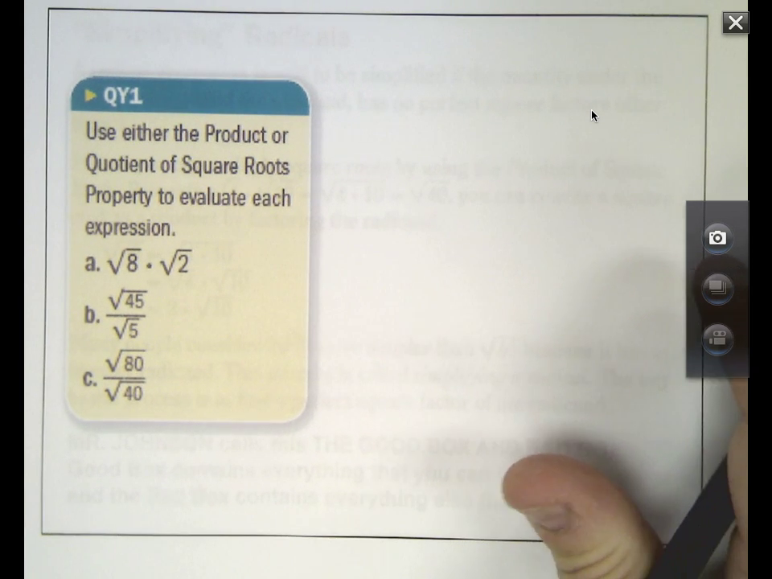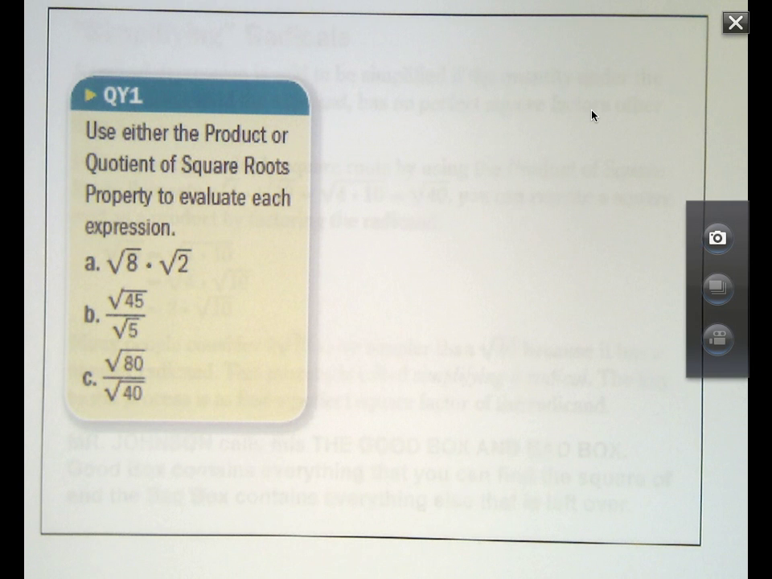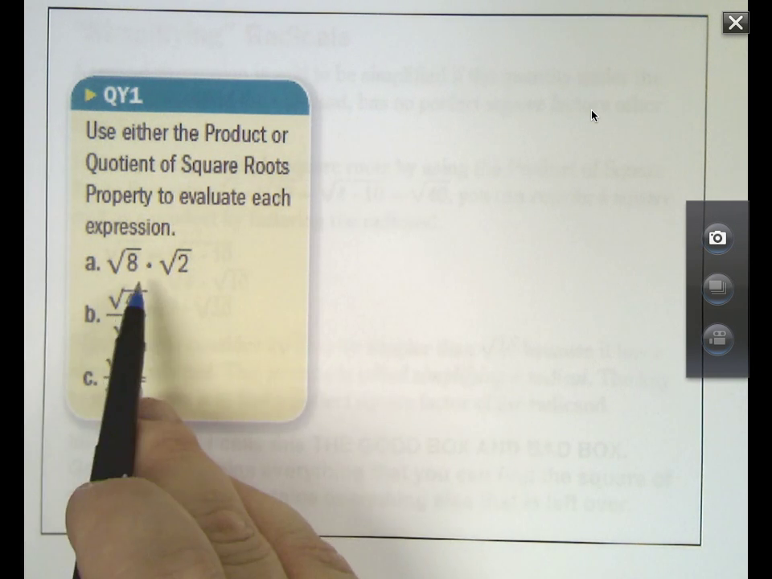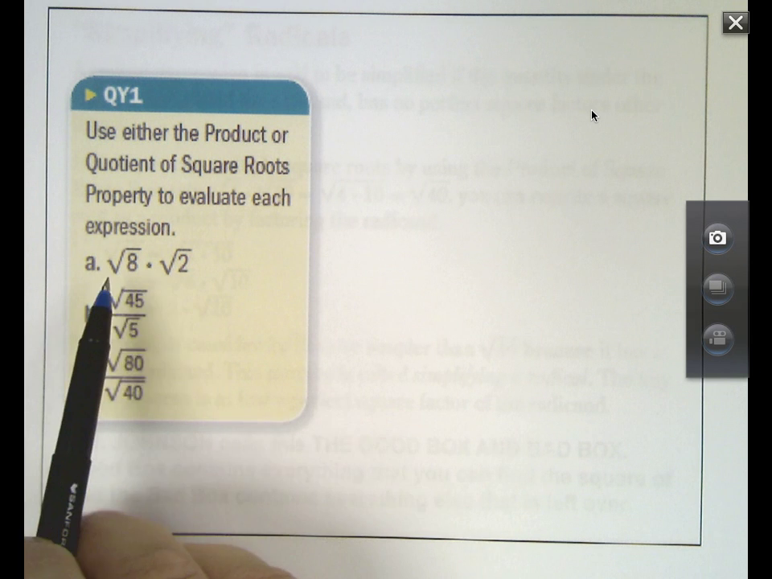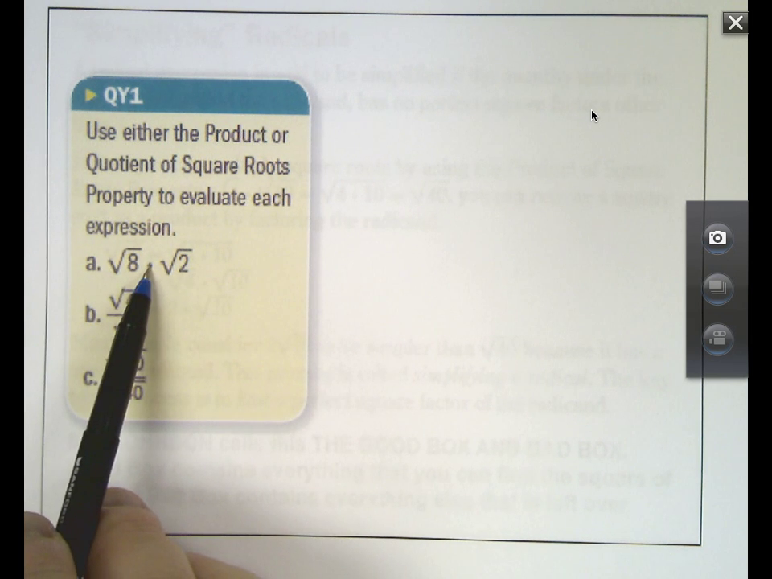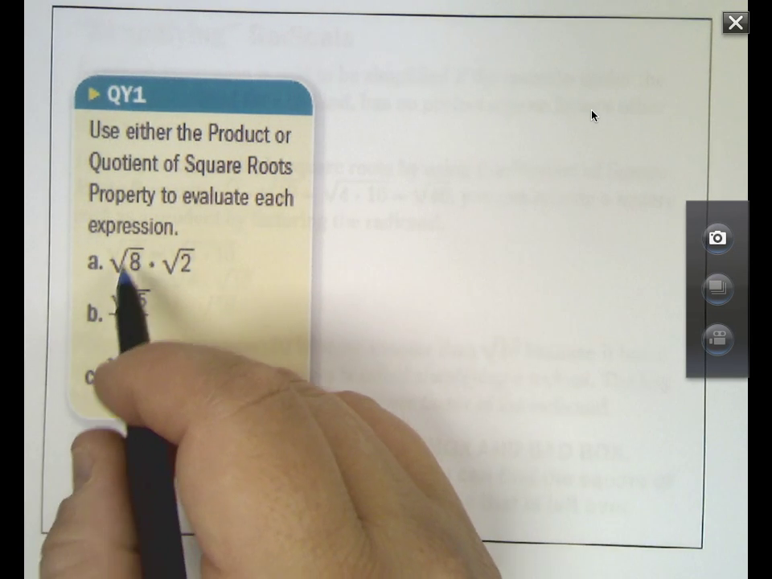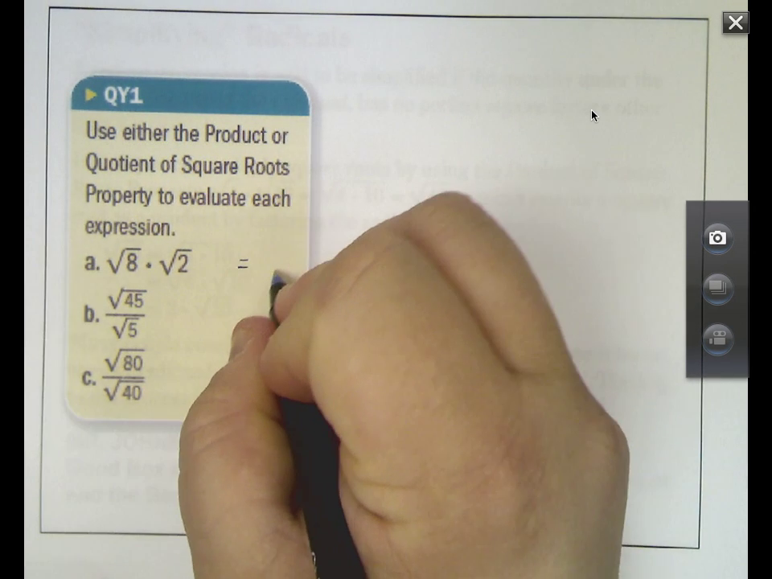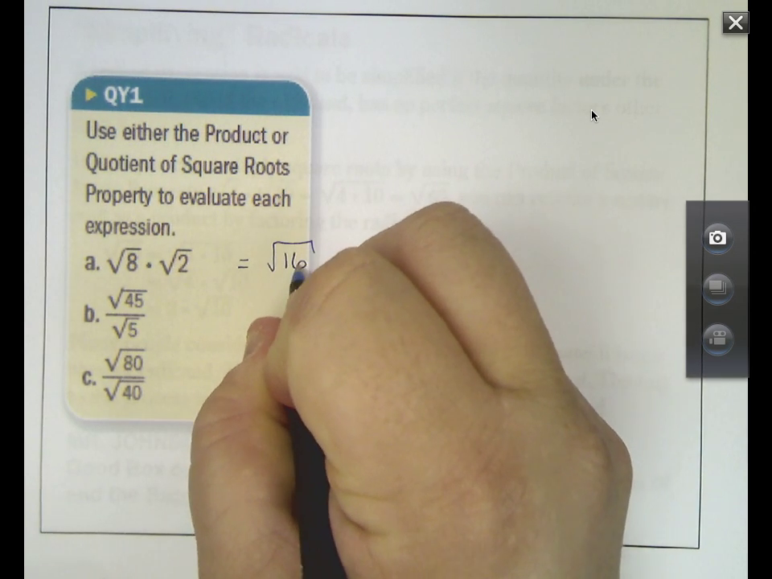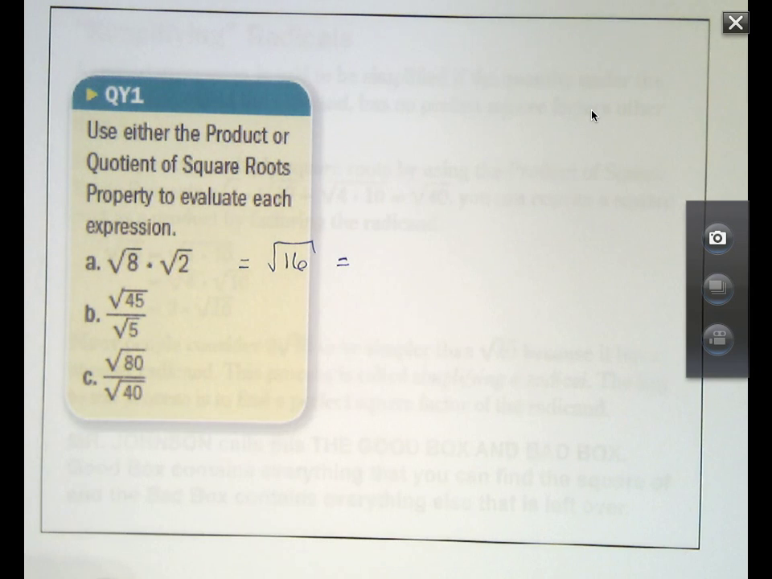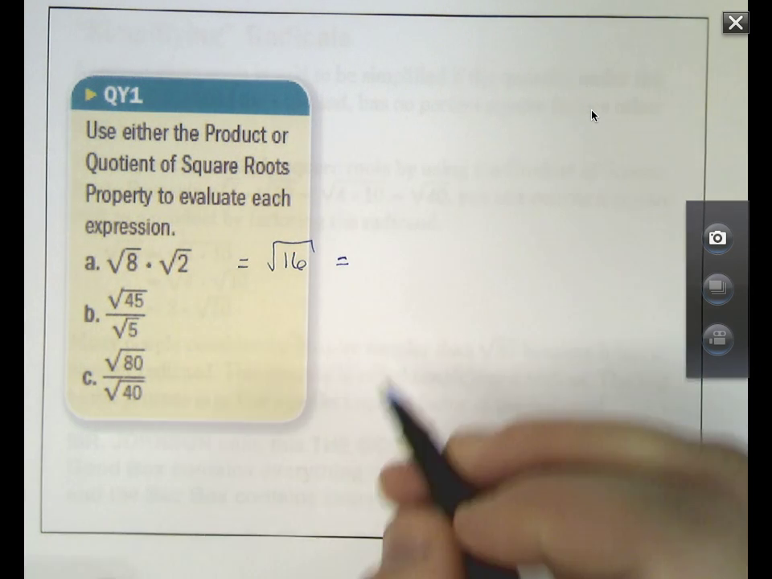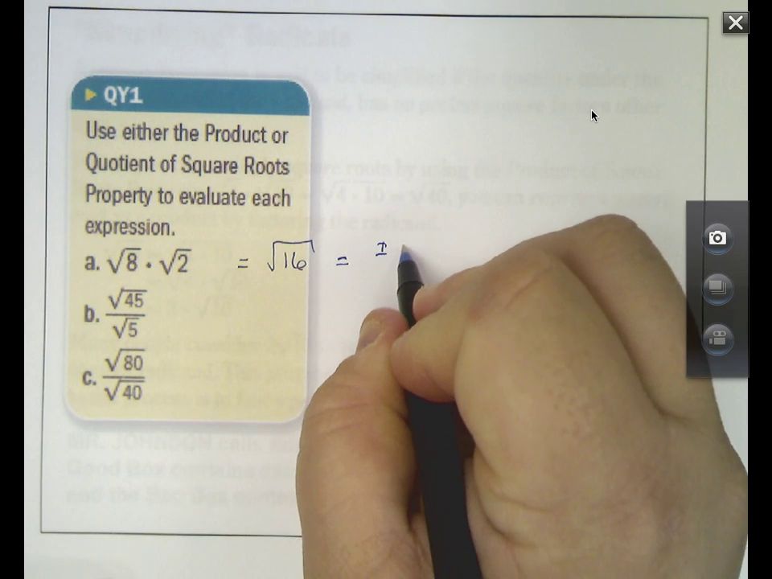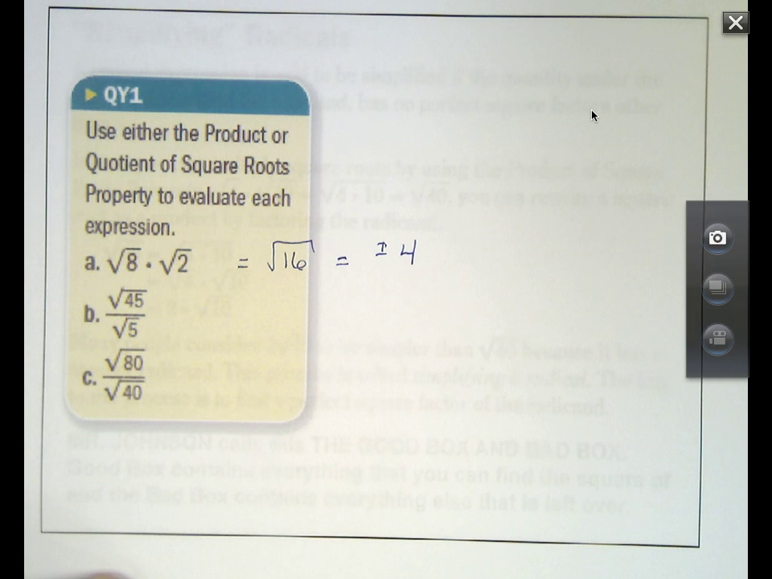Let's look at Quiz Yourself 1. Use either the product or the quotient of square roots property to evaluate each expression. Here I'm going to use my product of square roots because I am multiplying. So the square root of 8 times the square root of 2 is going to give me the square root of 16, which we all know is plus or minus 4.